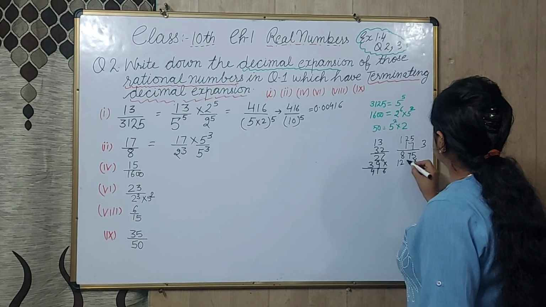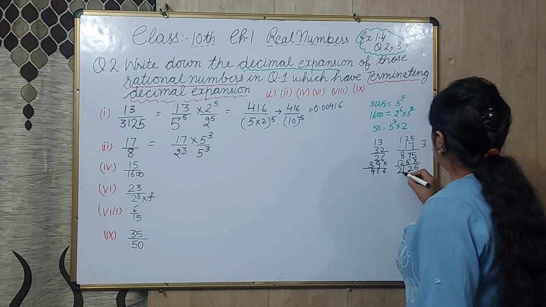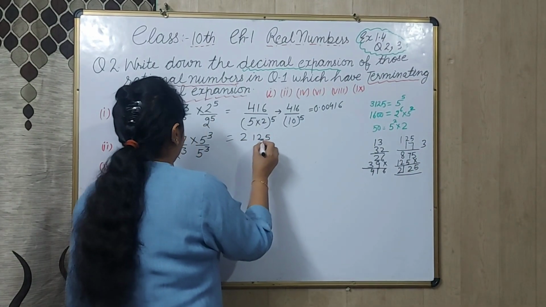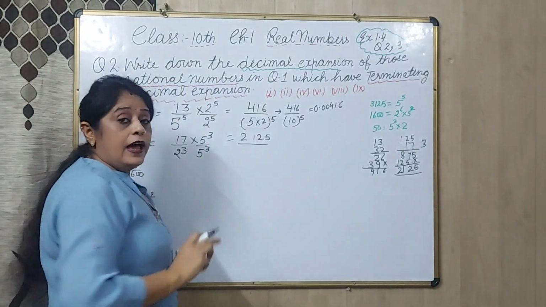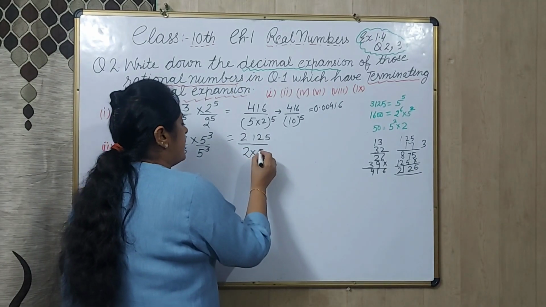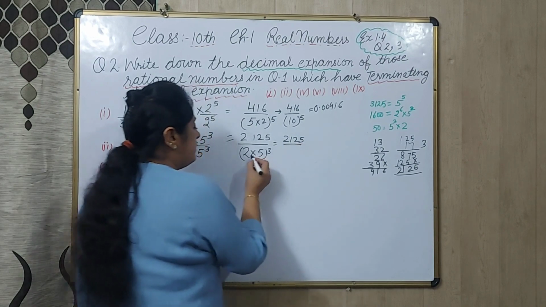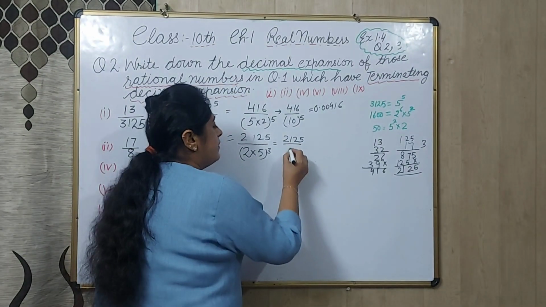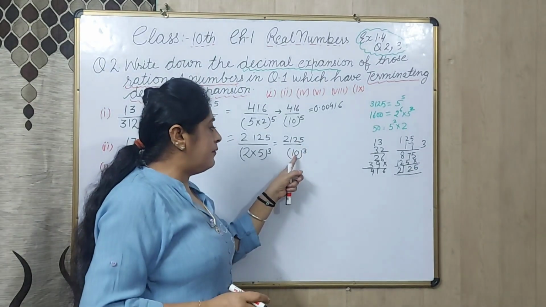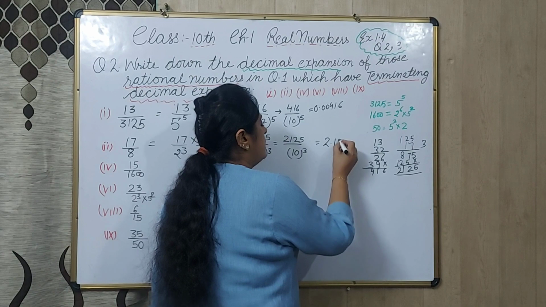7 times 5 is 35, 3 carried, and so on. We get 2125. And 2 power 3 and 5 power 3 we can write as 10 power 3, meaning 2 multiply 5 whole power 3. Now 2125 over 10 power 3, and here 3 digits you have to move left because of 10 power 3, and you put the decimal, and you can write 2.125.